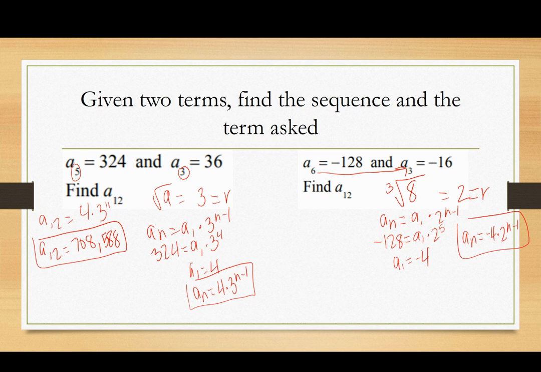Now we have to find a12 again. So a12 equals -4 times 2, n minus 1 is 11. So 2 to the 11th times -4 gives me negative 8,192.